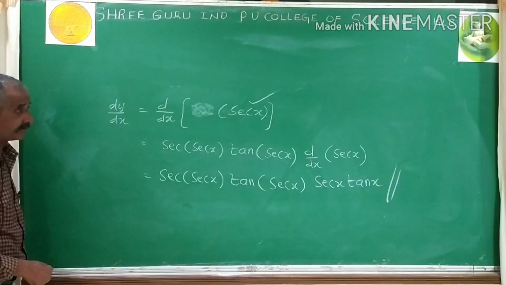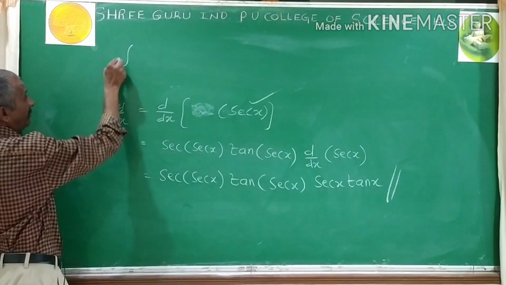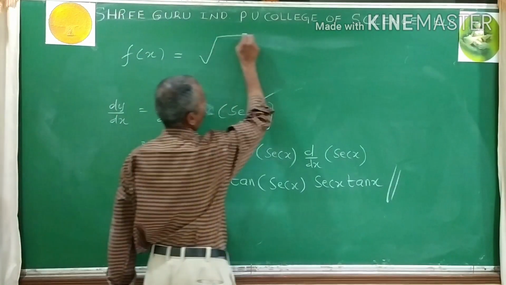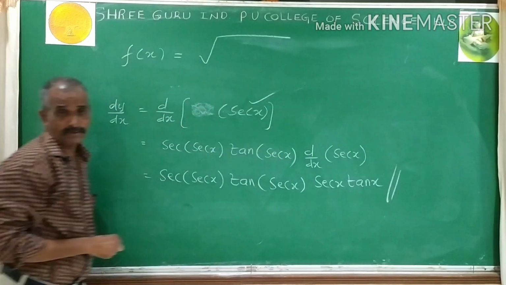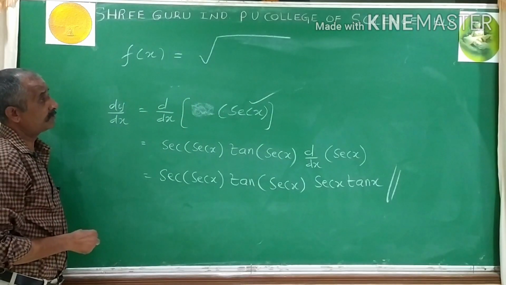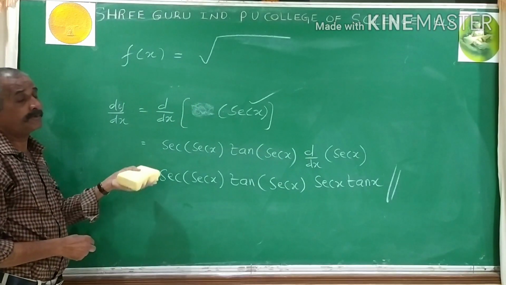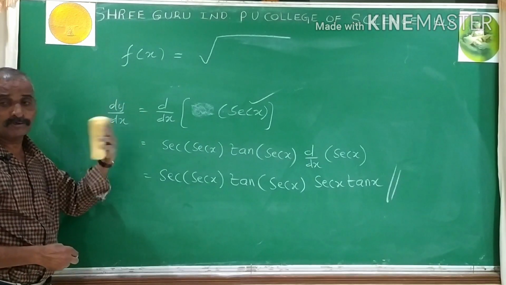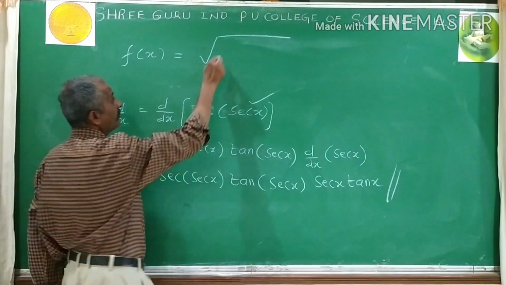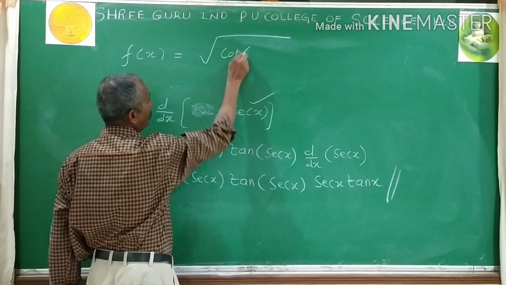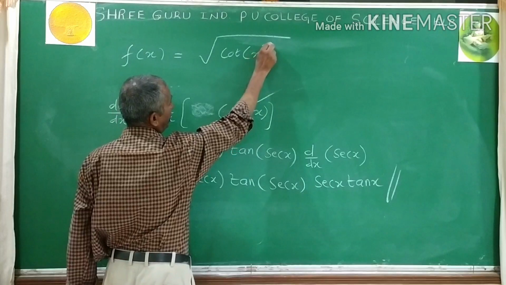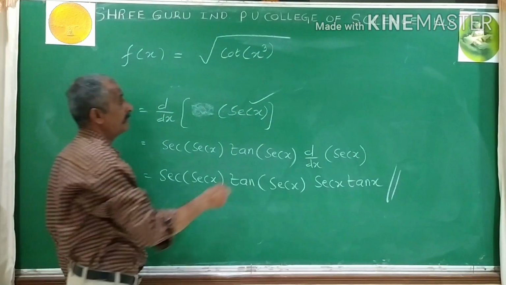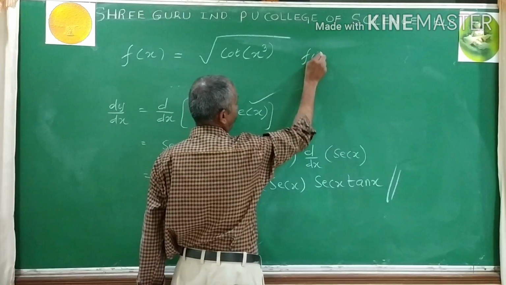If y equals, or you can take f of x equals square root of... Observe, the first coming function is square root. Suddenly in your mind it should come that the answer is 1 divided by 2 root of x. Square root of cot of x cube. If y equals square root of cot of x cube, then find f dash of x.